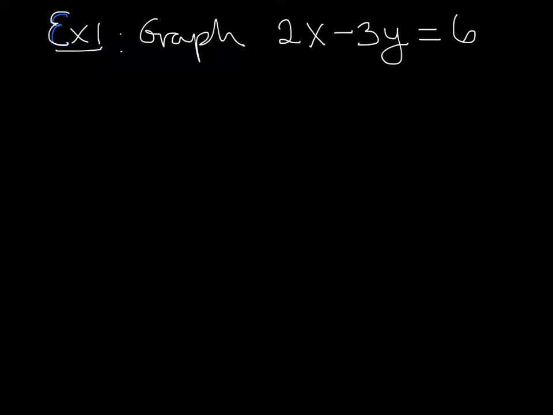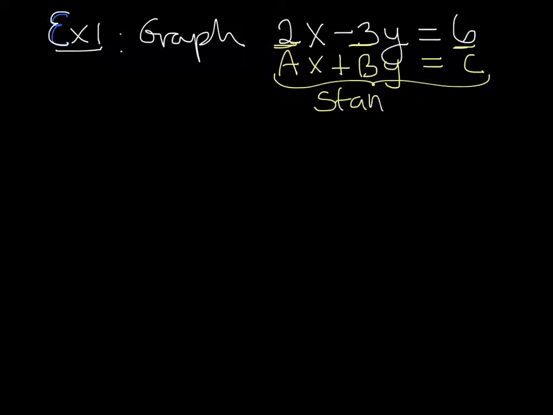Here is your ax plus by equals c. Your a is 2, your b is negative 3, and your c is 6. So this was the standard form that we talked about in the previous video. So standard form.